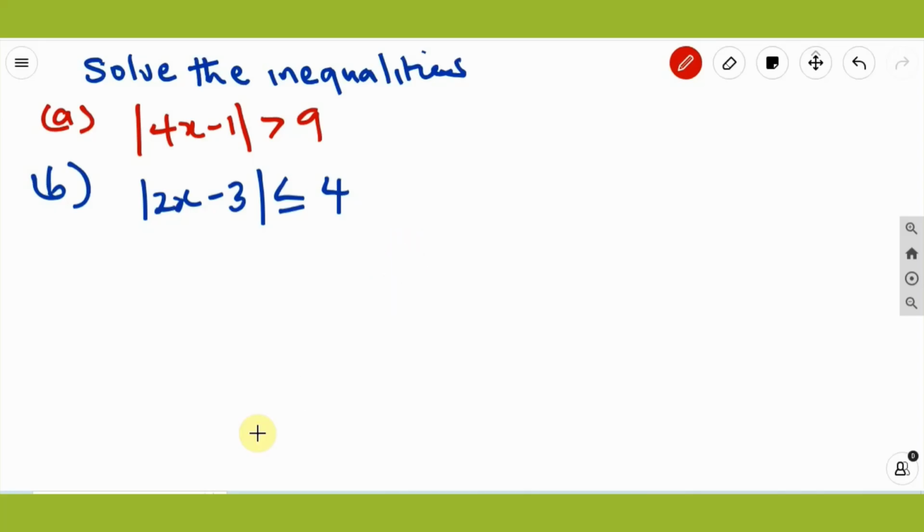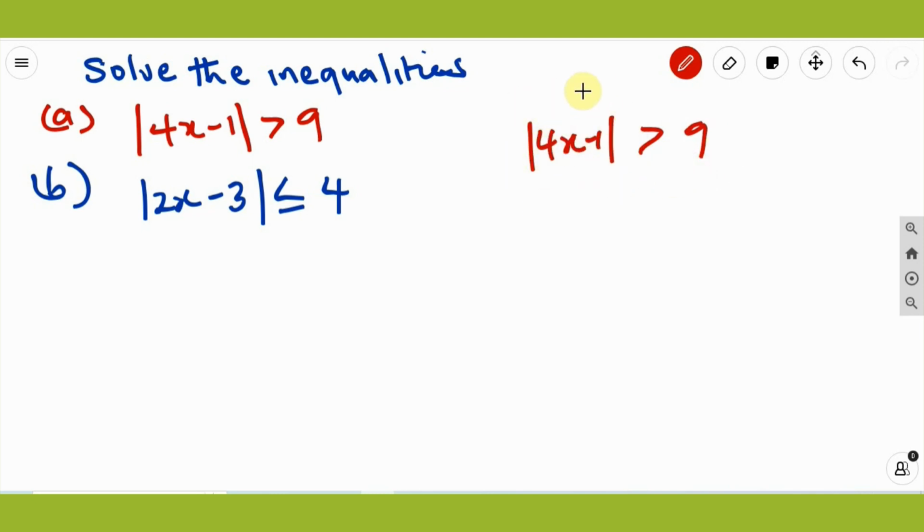Today in mathematics, I'll be talking about how to solve the absolute value or modulus of linear inequalities. So I have two questions here. The first one, I have the absolute value of 4x minus 1 is greater than 9. This means absolute value, the two strokes.